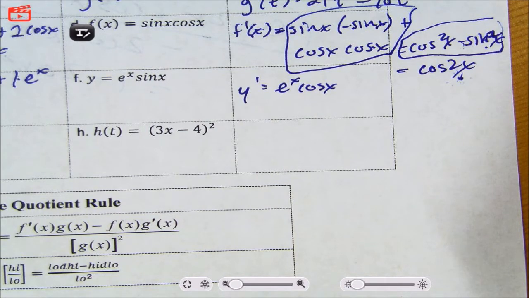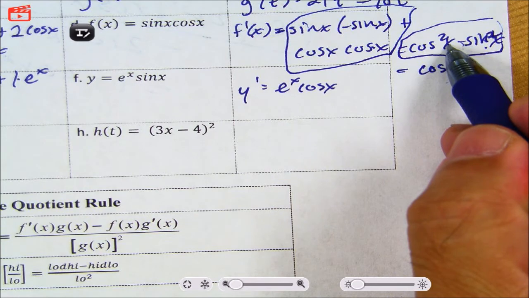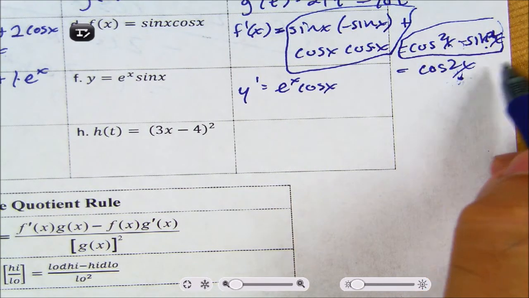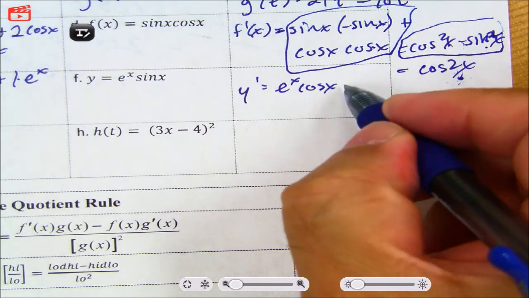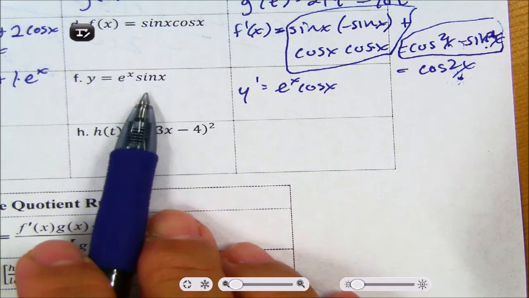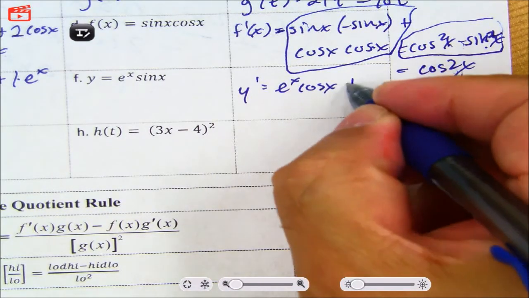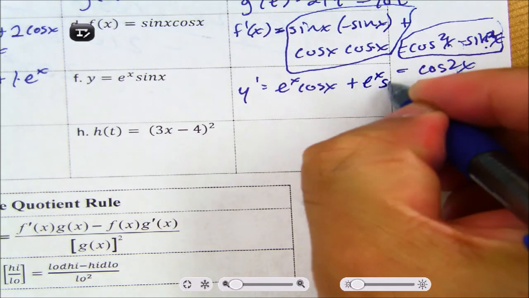Why did you make it cosine squared of x? It's cosine 2x. Are we talking about this one? Oh, okay. I thought that was still going with f. No. So that becomes e to the x cosine x. I kept the e to the x constant. Derivative of sine is cosine. Plus, now I take the derivative of e to the x, which is e to the x, times sine x.